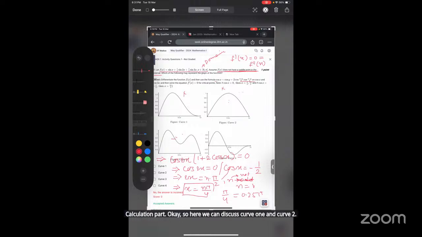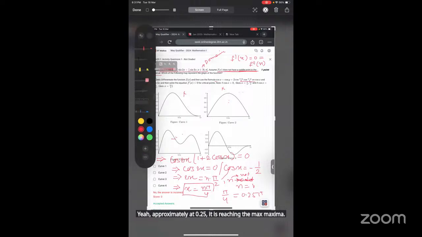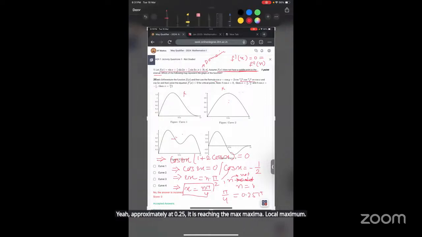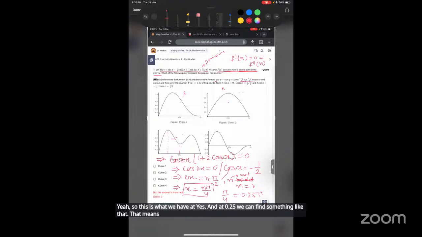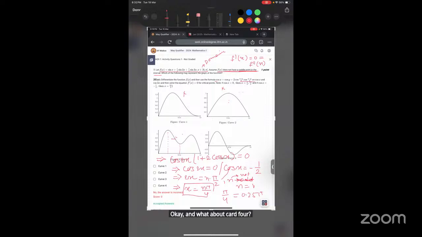What about curve 3? Approximately at 0.25 pi, it is reaching the maxima, a local maxima. So at 0.25 we can find something like that. That means there is a possibility. And what about curve 4? At 0.5 we have this.